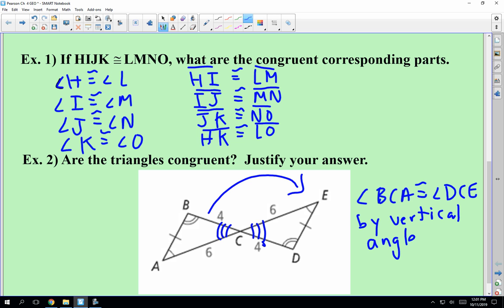And then we do the same thing I just did up above here. Good times. We get to list all 6 corresponding congruent parts. So it was like this. Angle A is congruent to angle E. Angle B is congruent to angle D. And angle C is congruent to angle C, obviously, by vertical angles.